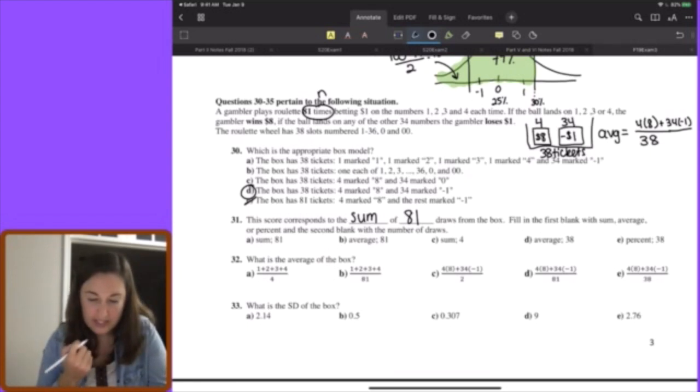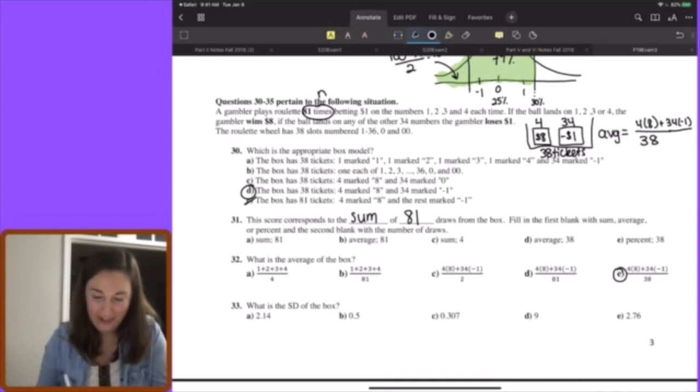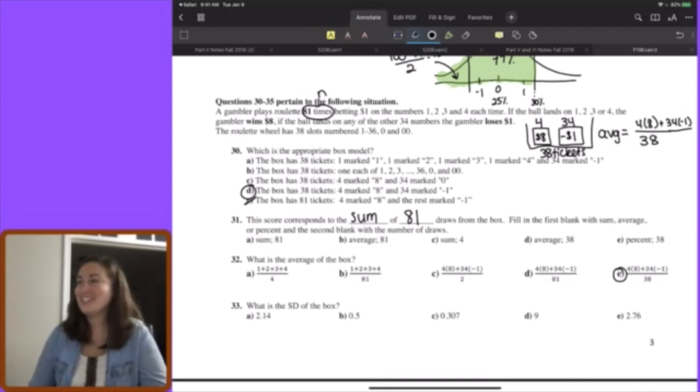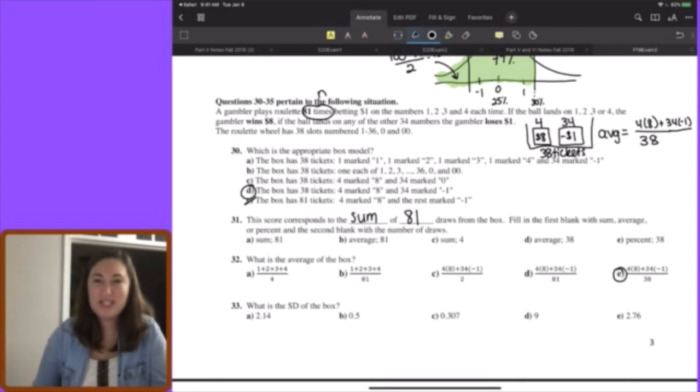It looks like they didn't even simplify it. So whichever one looks like this. This one. I guess be careful with these. They all kind of look the same, but it should be E. And then what is the SD of the box?